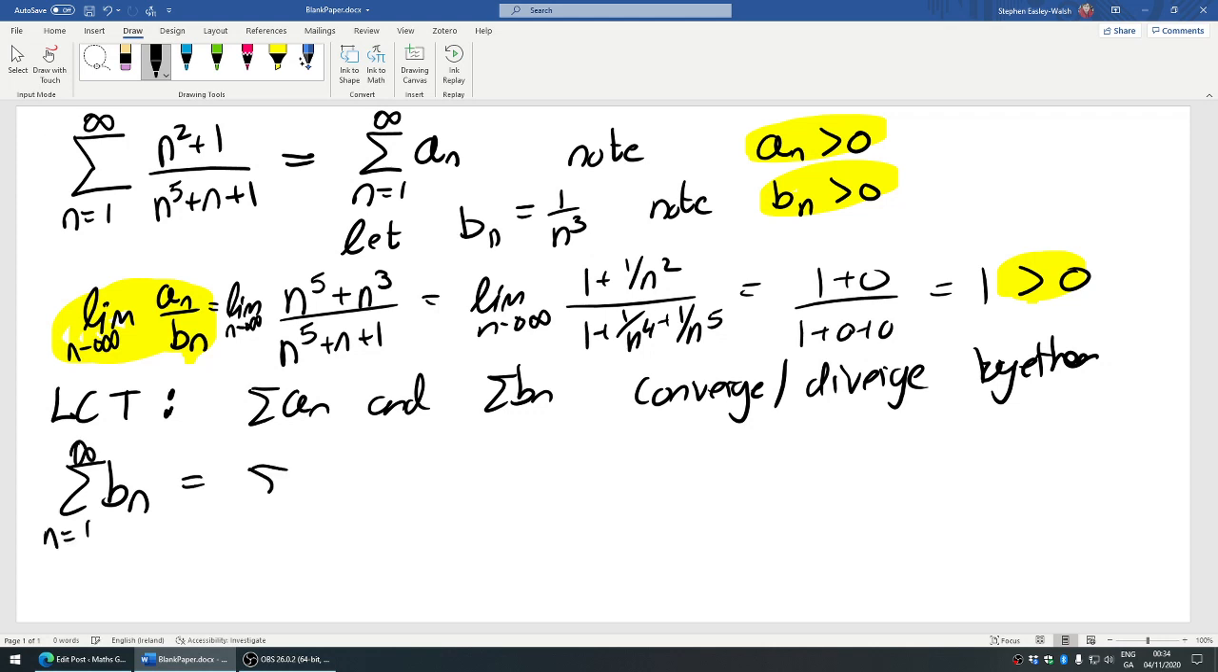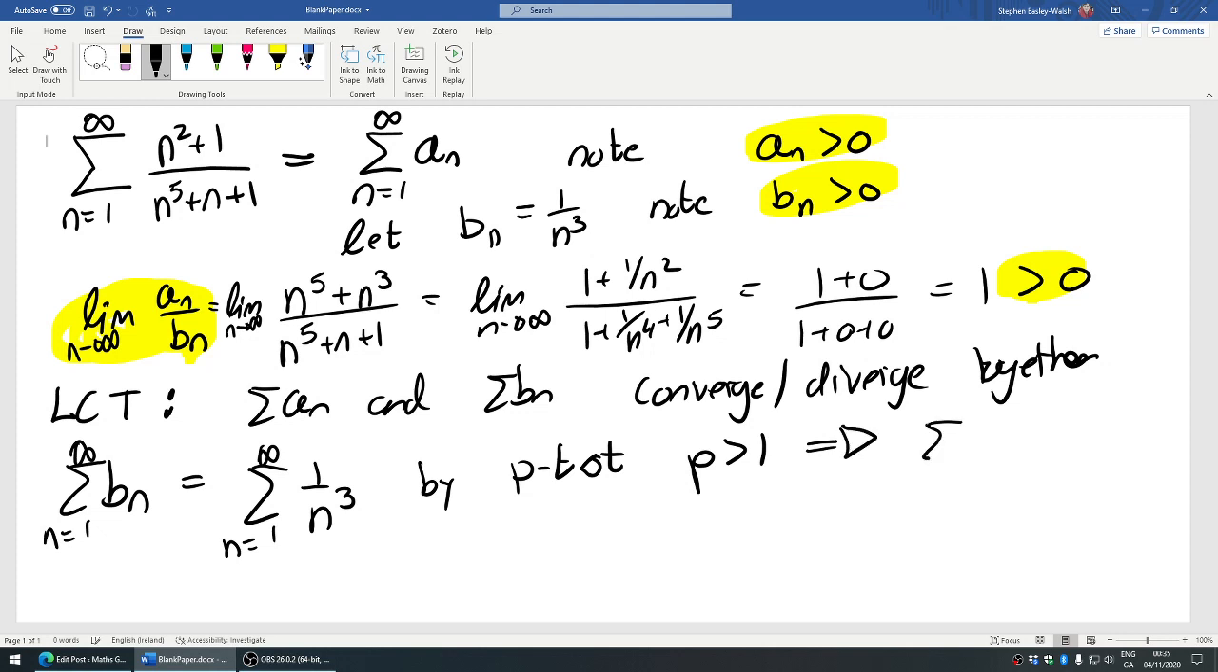That's the sum of 1 over n cubed. And then by the p-test, the p is more than 1, just the power here, for a 1 over n^p sequence. That would mean then that this is convergent, and therefore, since they converge or diverge together, the sum here is also convergent. So we conclude that this is a convergent series.